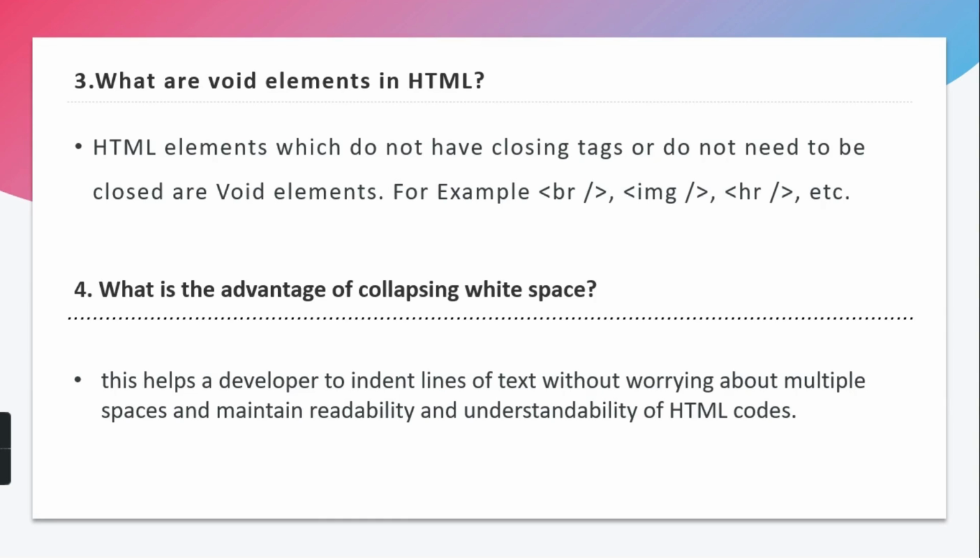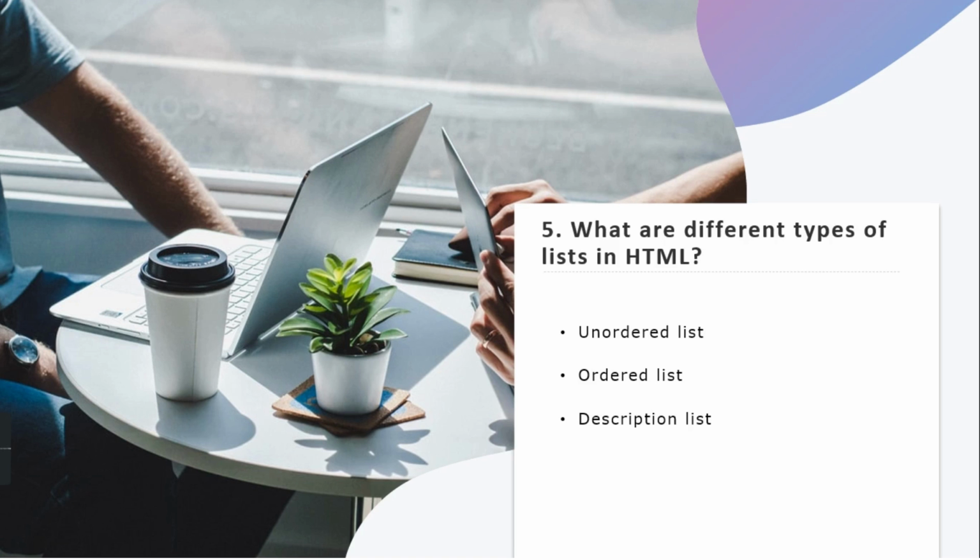The fifth question is, what are the different types of lists in HTML? Basically, there are three types of lists in HTML: unordered list, ordered list and description list. What is an unordered list?